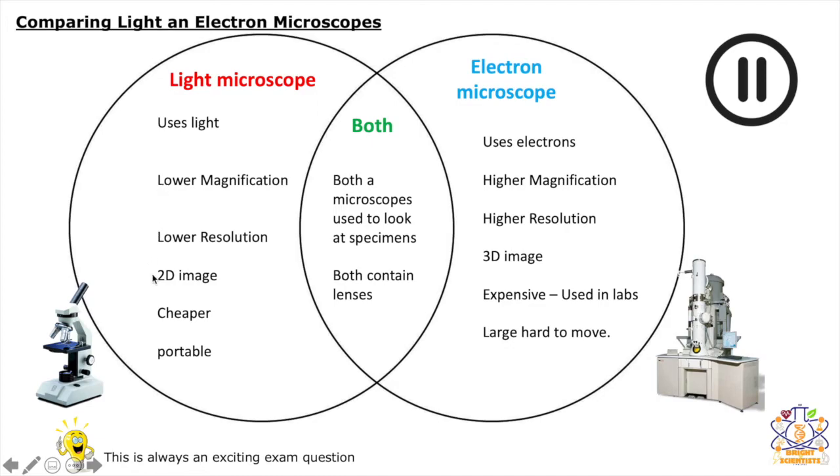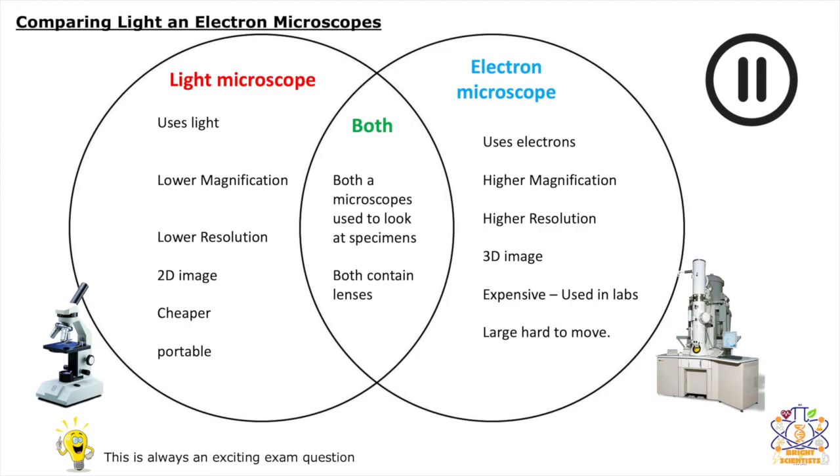The image that is often produced is a 2D image. It's also often cheaper and can be found in school settings, and it's also portable. However, an electron microscope uses electrons, it has a higher magnification, a higher resolution. That means it also produces a 3D image. And it's often expensive as it's used in laboratories. And as you can see, it's a really big instrument, so it's hard to move.